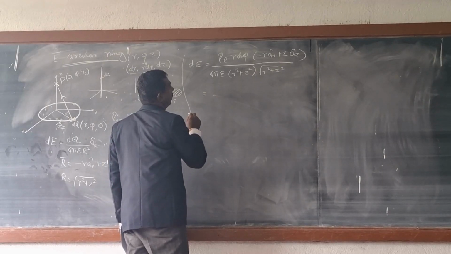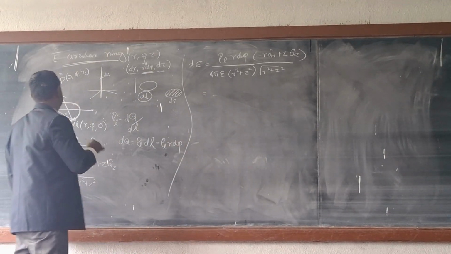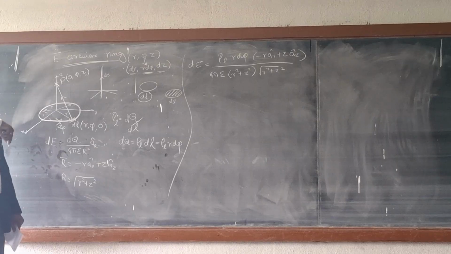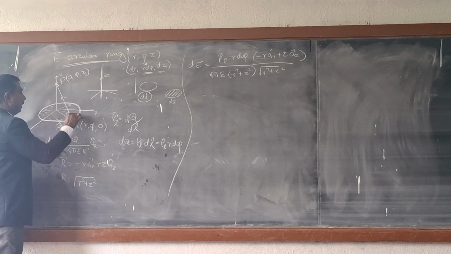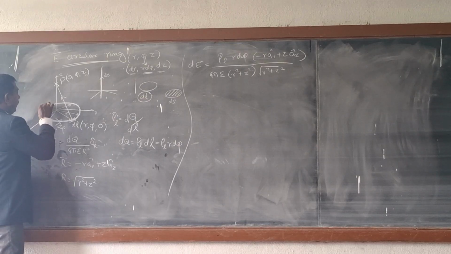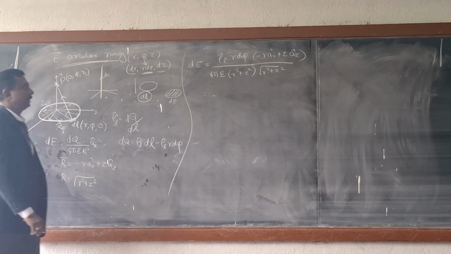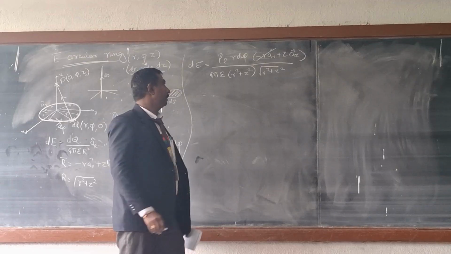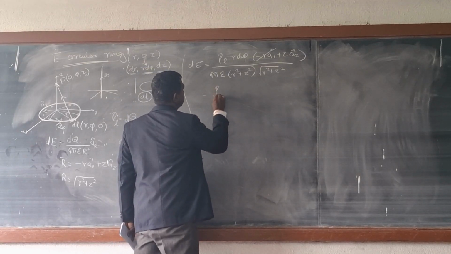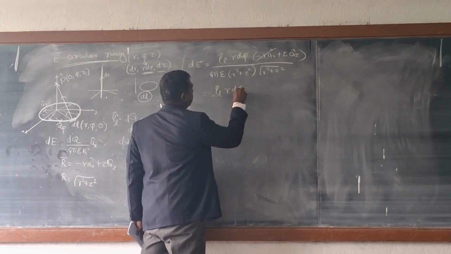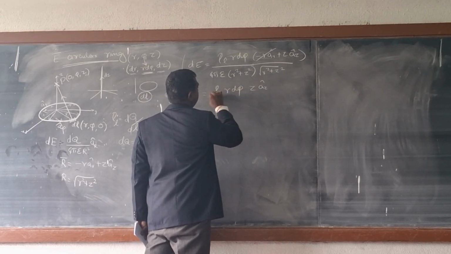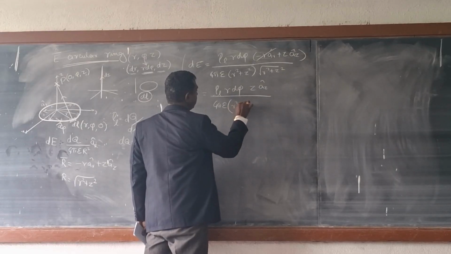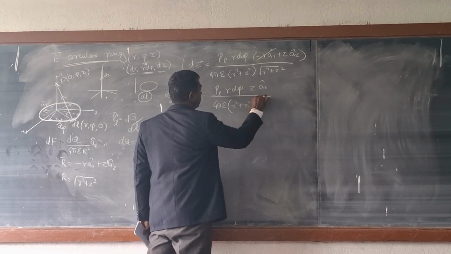So here, if we consider the symmetry, since it is in the form of a ring, it is symmetric along the r direction, right? So since it is symmetric along the r direction, we can cancel the effect of ar, right? So now this becomes rho L r d phi z az cap divided by 4 pi epsilon into r square plus z square, to the power 1 plus 1 by 2, which is 3 by 2.